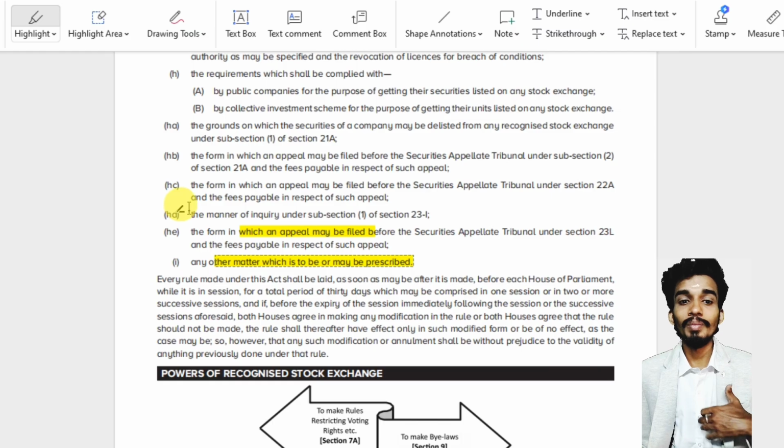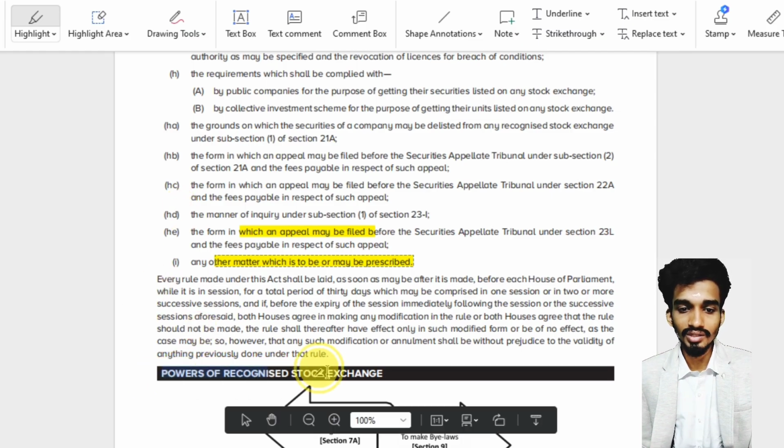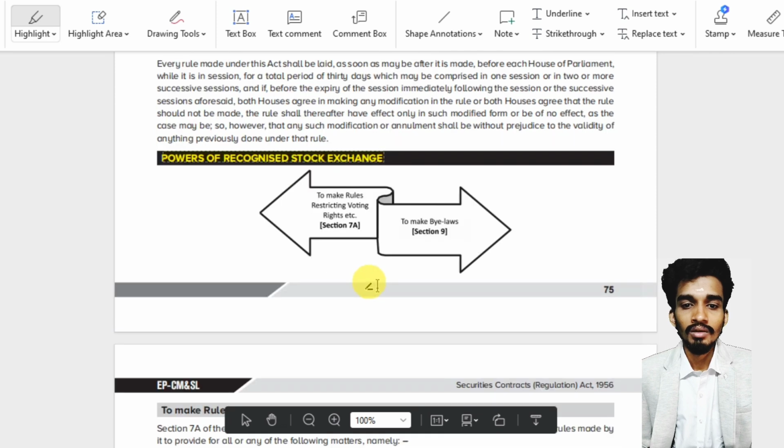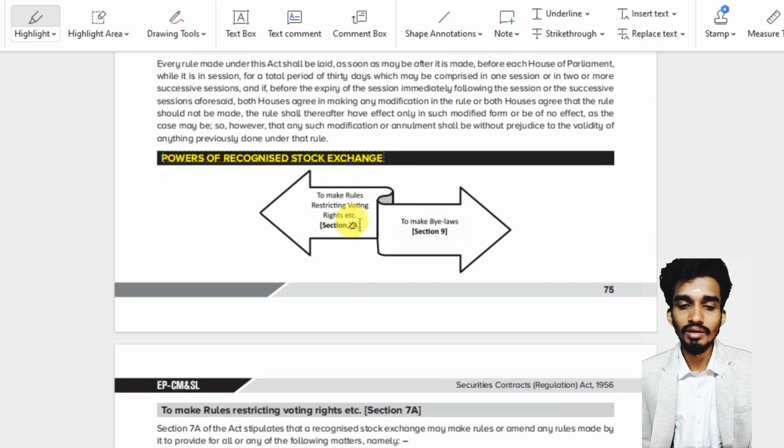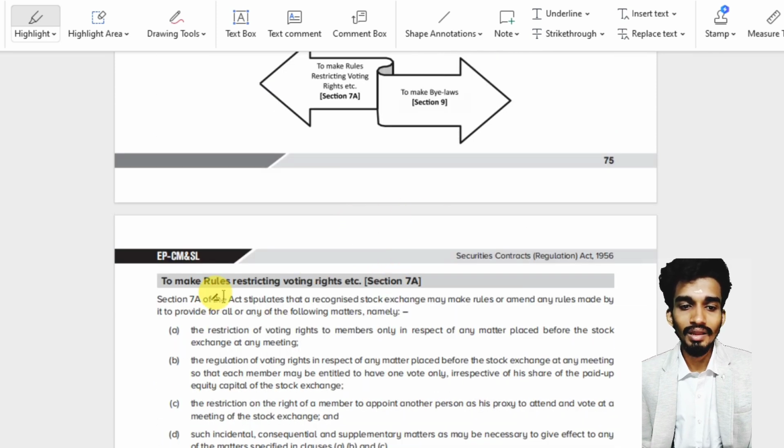Now, what are the powers the recognized stock exchange has? They have two powers, that is to make their rules restricting voting rights, and to make their bylaws. That is Section 7A and Section 9.